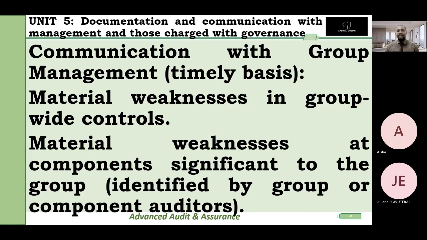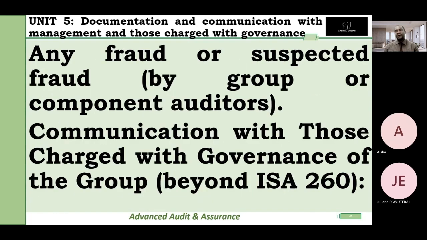Areas of issues like material weakness in the group's enterprise-wide controls, and material weakness at the component level significant to the group, need to be identified by the group or the component auditors, integrated as a whole, and provided to management to respond and address. Any fraud or suspicion of fraud by the group or the component auditors needs to be communicated to those charged with governance, and this should be beyond ISA 260.